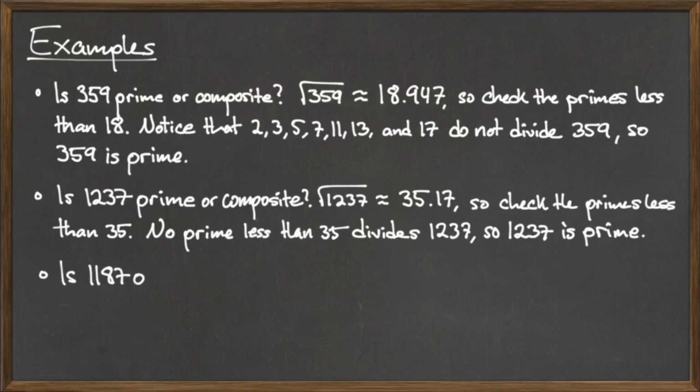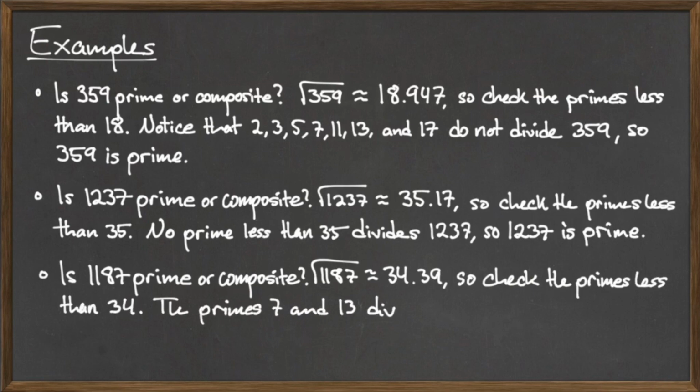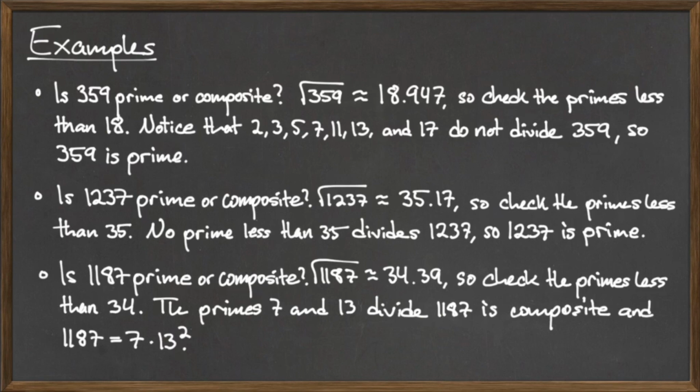Finally, let's look at 1187. The square root of 1187 is approximately 34.39, so we only need to check the primes that are less than 34. Both 7 and 13 divide 1187, so 1187 is composite, and its prime factorization is 7 times 13 squared.